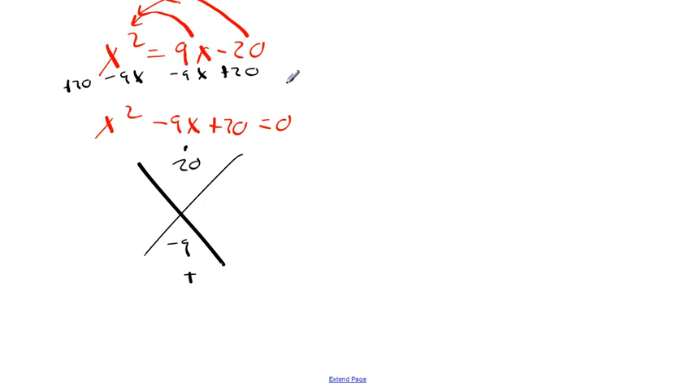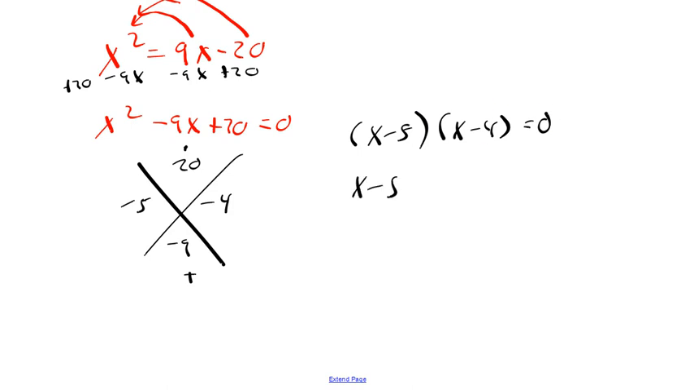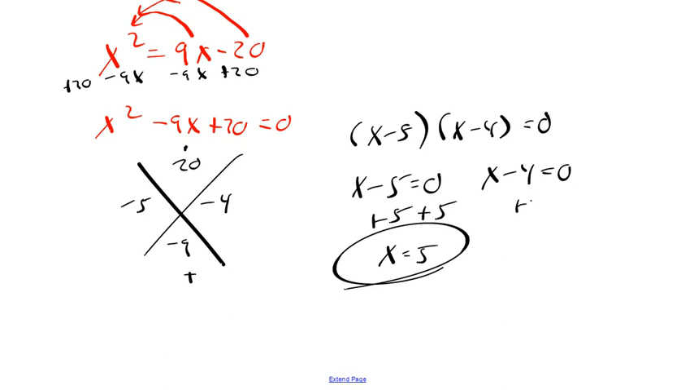A little bit about trickery. I think we can do 5 and 4, but make them both negative. Negative 5 and negative 4 gives us positive 20, and when I add these guys, I get negative 9. So I get x minus 5 as my first factor, and x minus 4 as my second factor. Now I set each factor equal to 0. x minus 5 equals 0, and I do the same thing to the other factor. I solve now. I'm going to add 5 to both sides, get x equals 5. And I'm going to add 4 to both sides, and I get x equals 4.